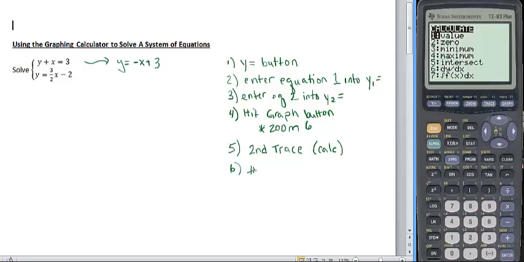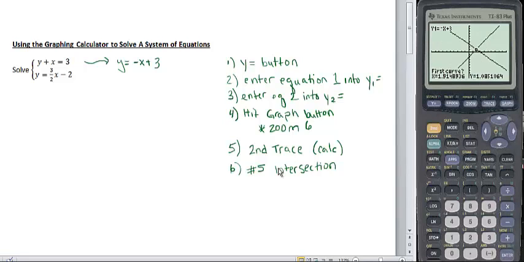So I'm going to hit number 5 or arrow down to intersection and hit enter. You could have hit just number 5. It's going to prompt us for a couple of things. I want to be anywhere on my first curve. Well, it says y1 up here, so I'm going to hit enter. Then it moves my cursor down to my second curve, which is where I want to be. It's prompting me, what's your second curve? Okay, I'm going to hit enter again.